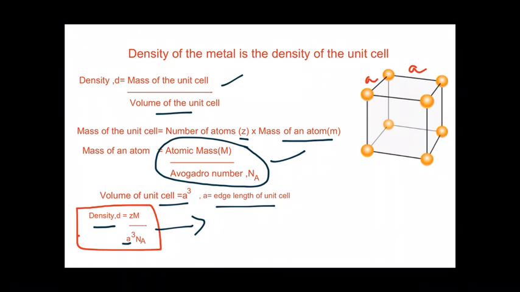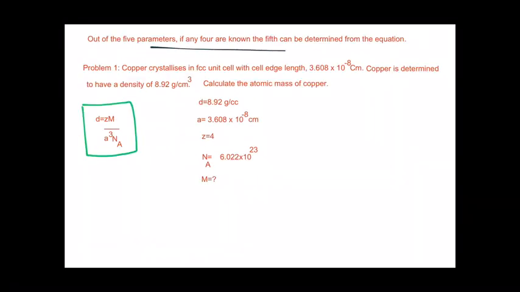Now we have a formula to calculate the density of a solid, which is equal to ZM by a cube Na. Now let us learn to calculate any one of these parameters if one of them is unknown using this formula. So we have a problem here.